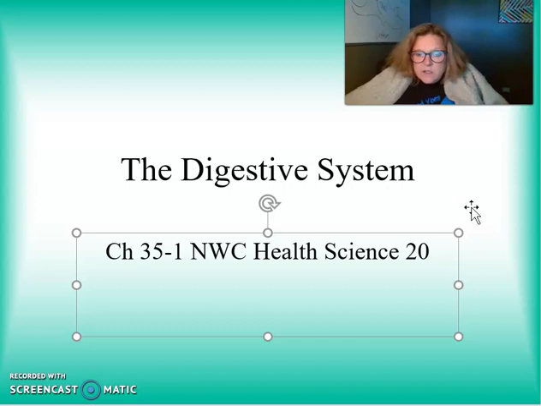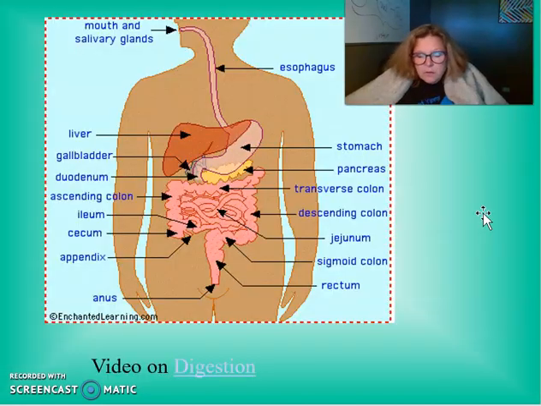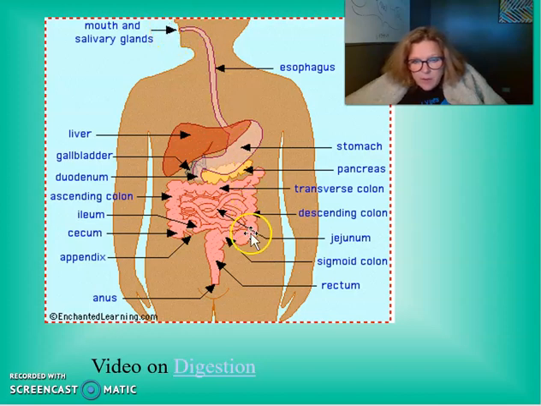Hello, health science students. I want to look at, in this presentation, the digestive system. So here's an overview of the digestive system. We can see that it starts in the mouth and ends down in the anus, but what happens in between?